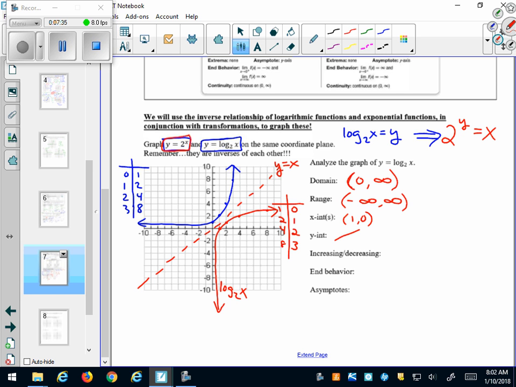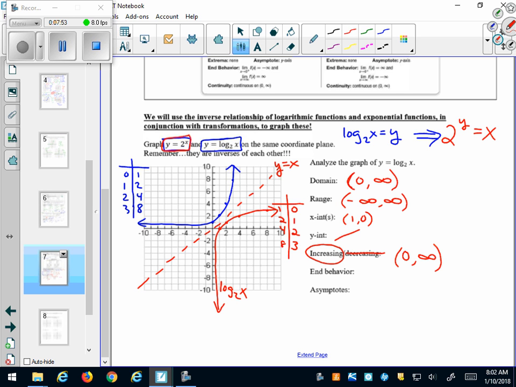Increasing or decreasing over what intervals? Always increasing, from negative... oops. It can only be on the given domain, right? So from 0 to infinity.